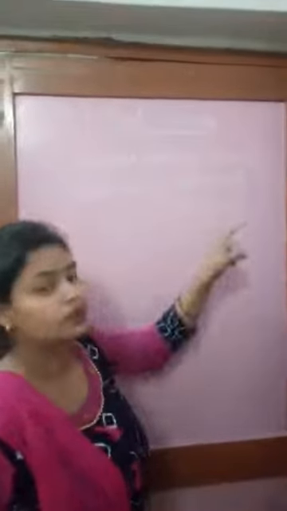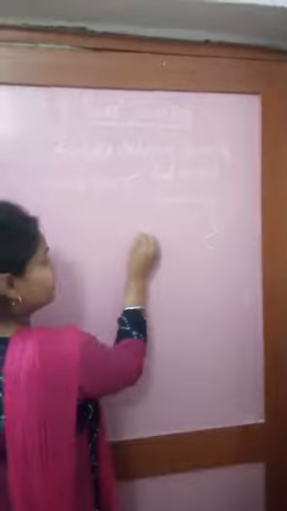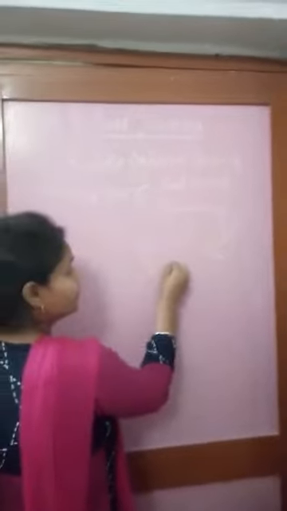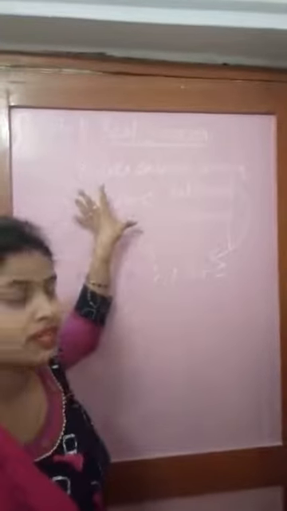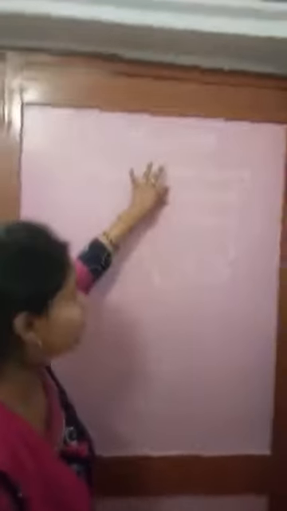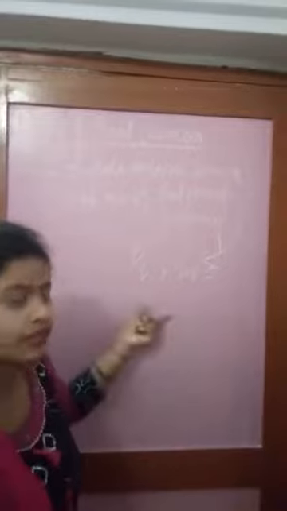So what is a rational number? Rational numbers are those numbers which can be represented in the form of p by q, and q is not equal to 0. Real number is a collection of rational numbers and irrational numbers. And let's take an example of a rational number.